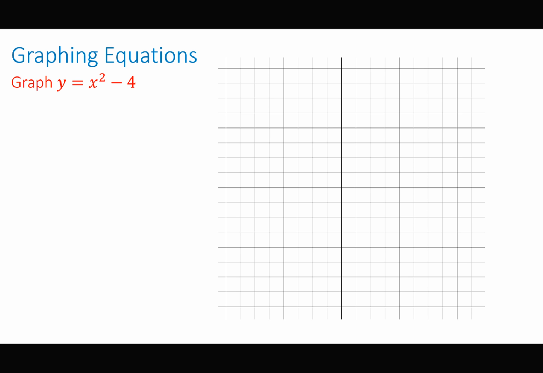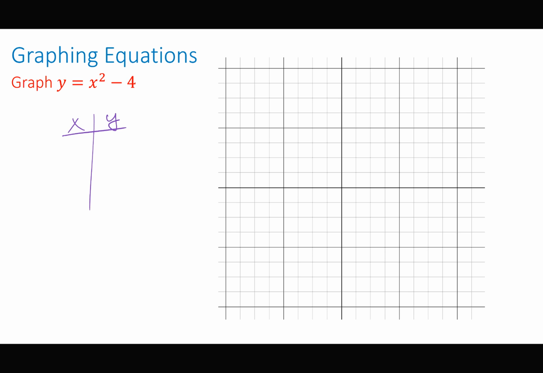Okay, one more. Given any equation, if you're asked to graph it, your first thought should be to make a 2-column chart. If I give you any equation and say graph it, if you know points, you can plot points and connect them with a line. So on this one, we have x squared minus 4.